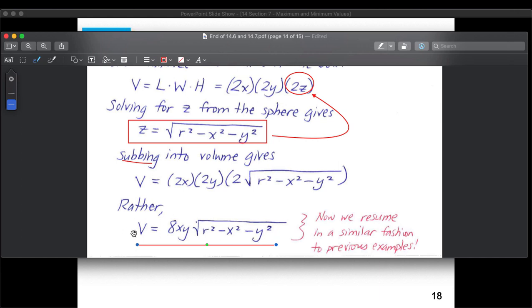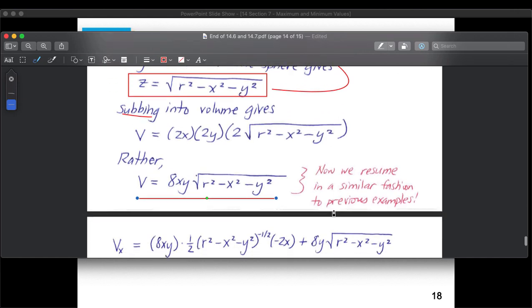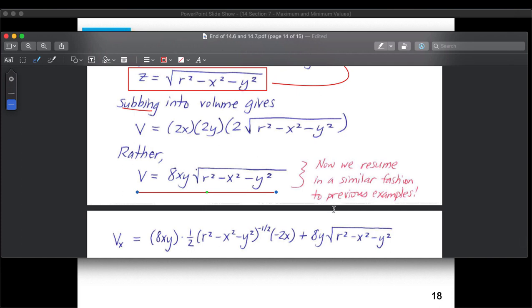But the beauty part here is that now that we have our function, look at this little phrase right here, we now resume in a similar fashion to previous examples. Again, it's going to have its own little twists and turns, but the basic protocol, the basic method is going to be the same. So what do we do? Well, what did we do in the previous examples? Once we had our function, we take the derivative with respect to x, then take the derivative with respect to y, solve them simultaneously by setting them both equal to 0. The same thing happens here.